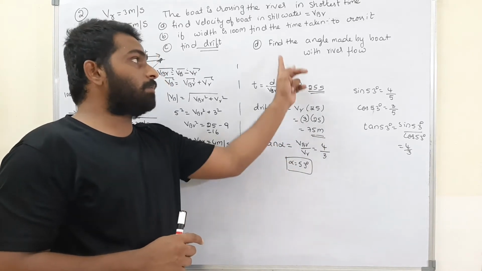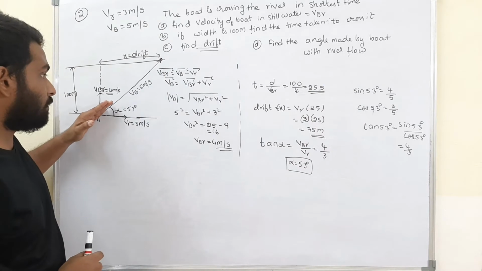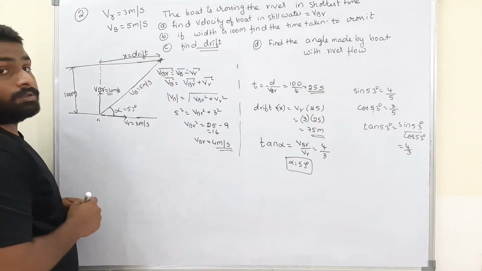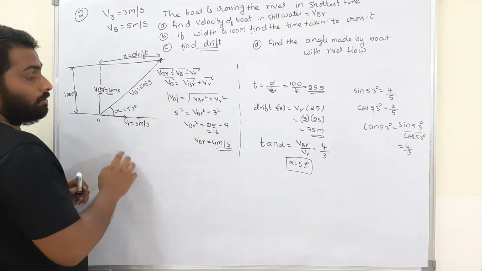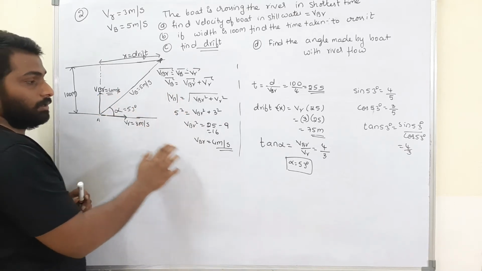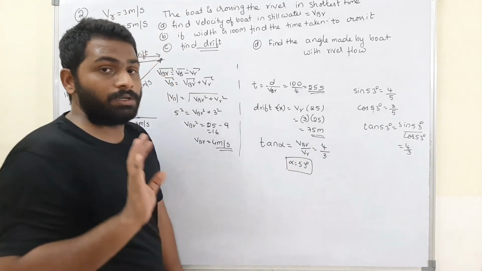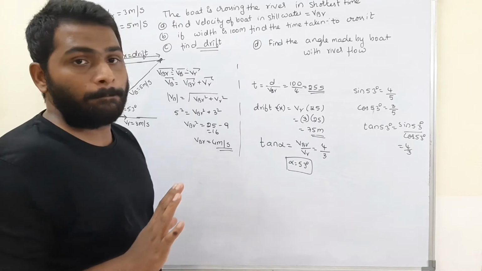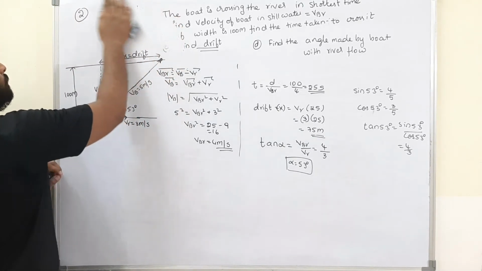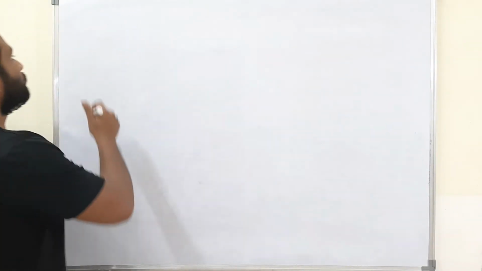Now what is the angle made by the boat with respect to river flow? This is the direction of the boat. What is the angle made? Tan alpha is equal to VBR by VR, that is nothing but 4 by 3. Tan alpha is equal to 4 by 3, that is nothing but 53 degrees. I think this question is clear. Okay, now we will see the next question.